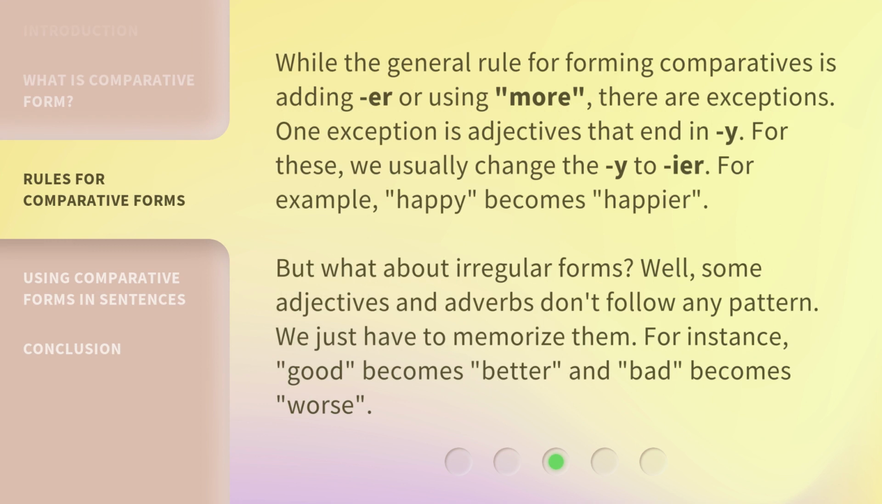While the general rule for forming comparatives is adding "er" or using more, there are exceptions. One exception is adjectives that end in "y." For these, we usually change the "y" to "ier." For example, happy becomes happier.